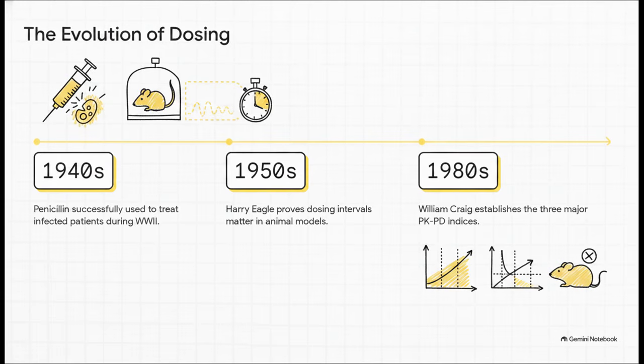Fast forward to the 1980s, and William Craig runs these landmark studies in neutropenic mice, meaning mice with no immune system, which finally gave us the actual math to predict antibacterial success.